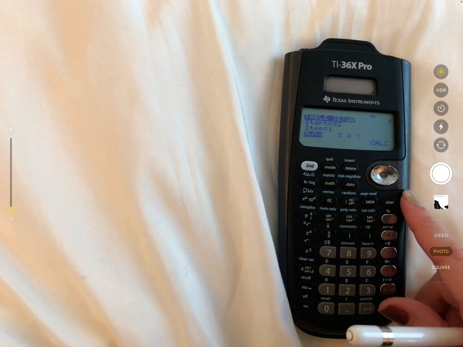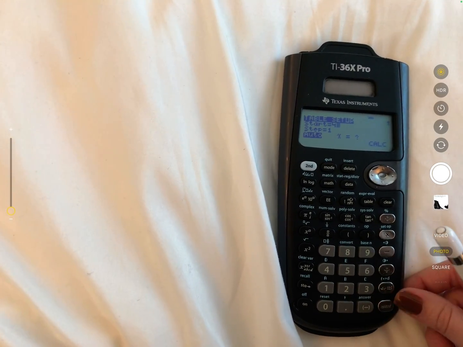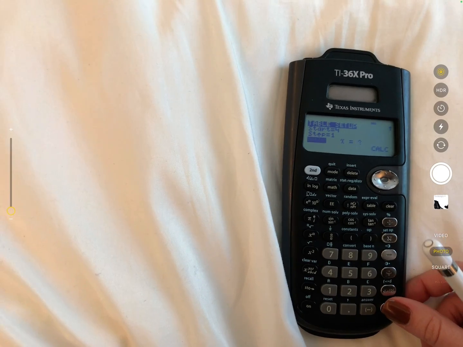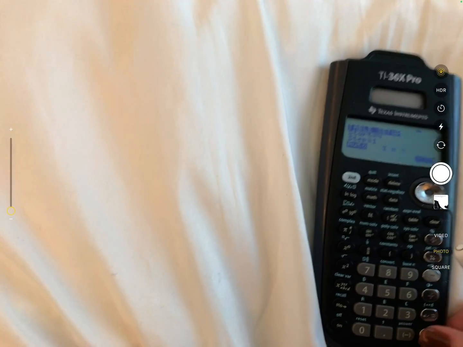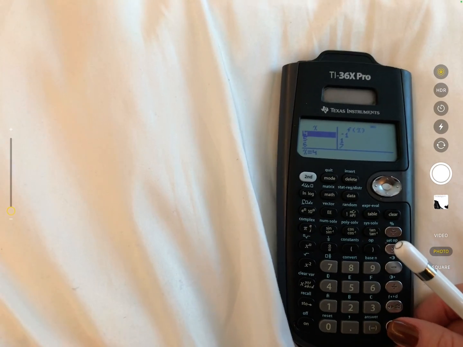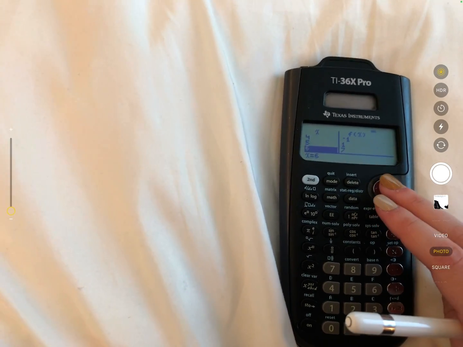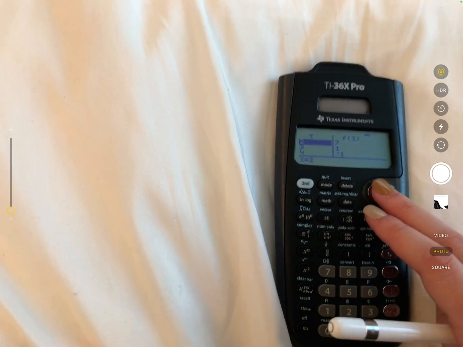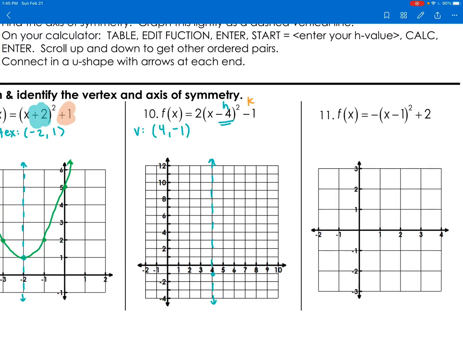So here's our function, so I'm just going to hit enter. And then I want to start at my h value. So my h value is at 4, remember? And then I'm stepping, don't change anything else. You're just going to scroll down and hit calc. And then there's your table. So this is your vertex. And then you want to pick 2 points on one side and 2 points on the other.